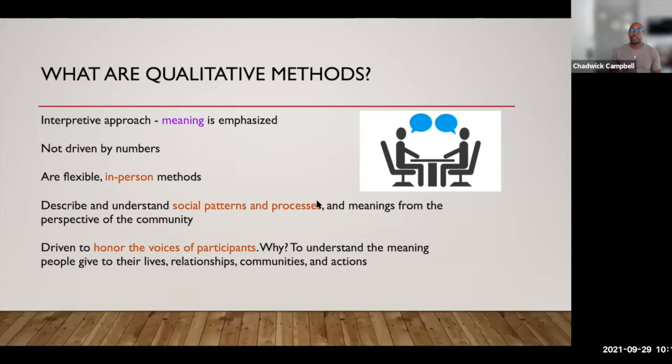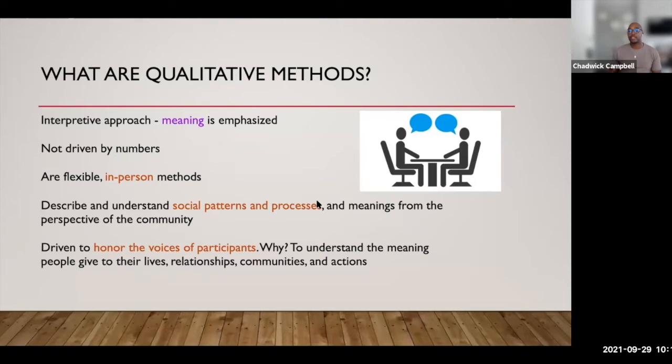These methods are flexible, they are in person, and so data is collected by observing interactions between people, interviewing, holding focus groups. Necessarily these sorts of approaches allow for digging a little bit deeper into understanding social processes, understanding what's behind what's happening, and we are able to honor the voices of participants. Their voices are front and center.